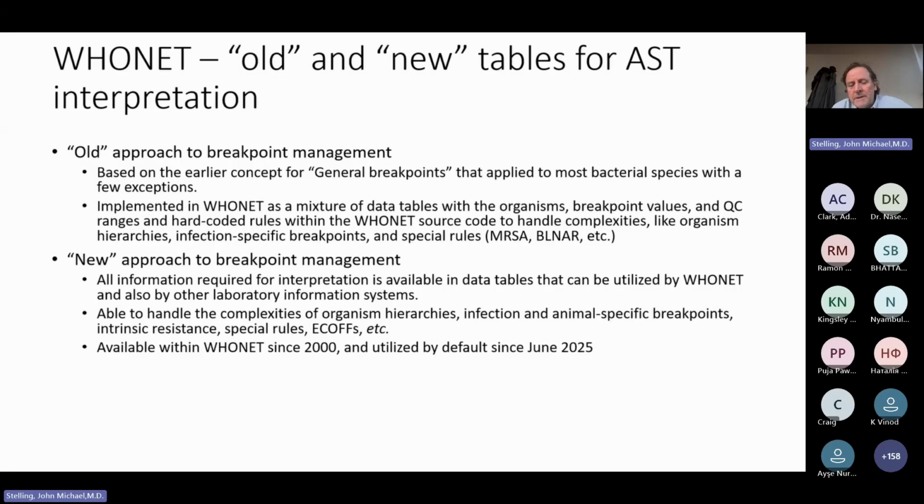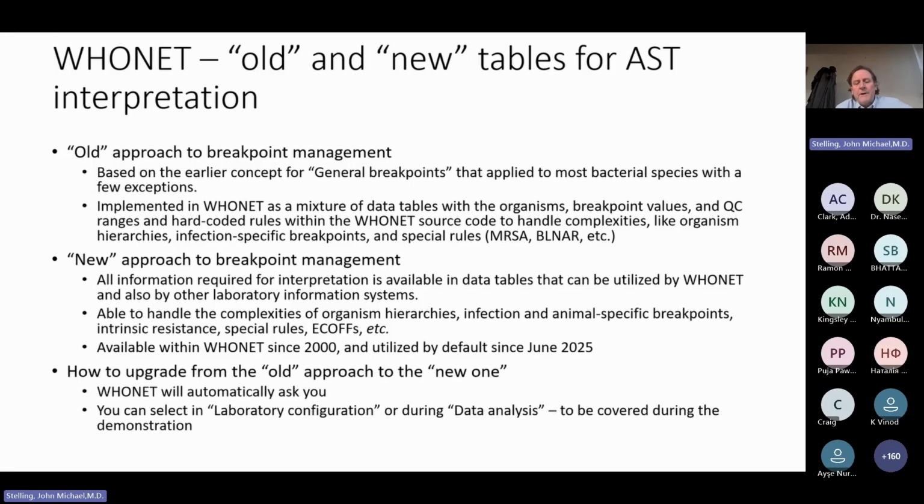They've been available in WHONET since approximately 2000, but we switched by default only in 2025. It took us a while because we had to do some things with user-defined versions of this. But when you do a new lab in WHONET, automatically you get the new approach. We do encourage you to switch from the old to the new for many reasons, but especially in the food and animal sectors. So how do you upgrade from the old to the new?